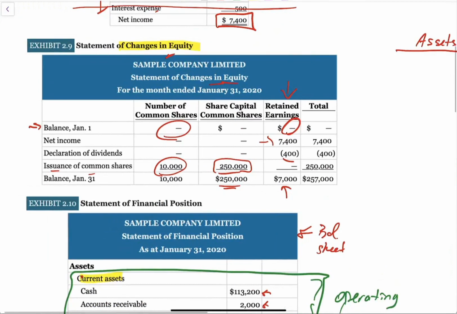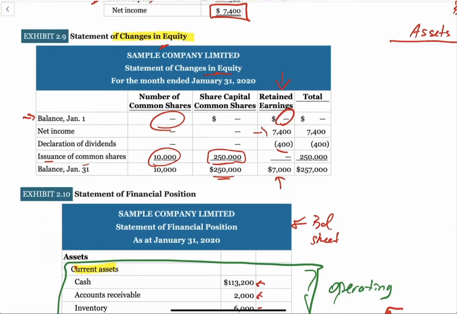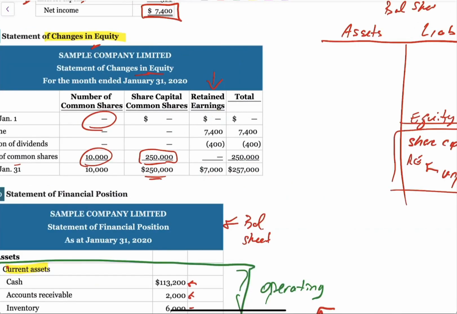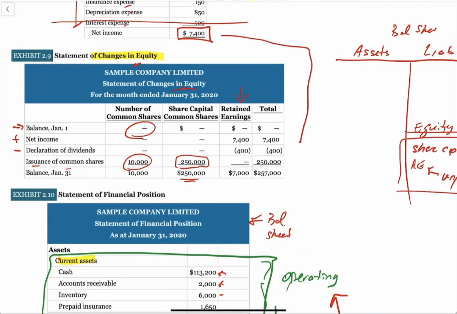And then the retained earnings is the beginning balance plus income minus dividends. The company started with zero and had profit of 7,400 and then paid the DD. So the ending retained earnings is $7,000, which basically means of the 7,400, the owners only paid out 400, leaving the rest in the company so that they could reinvest into other things like assets.